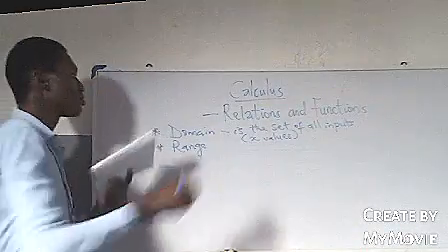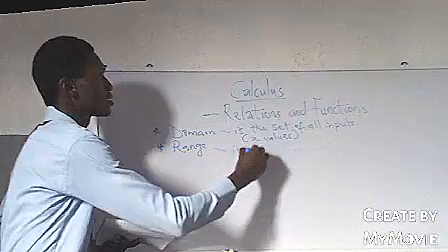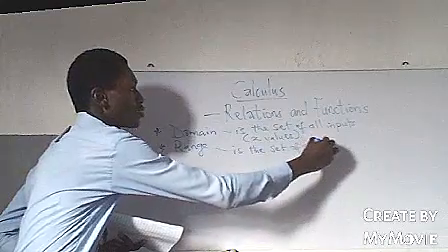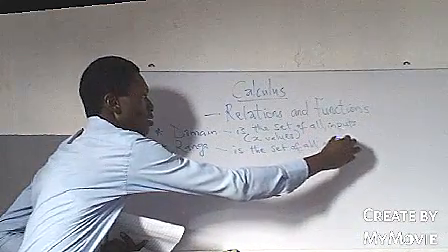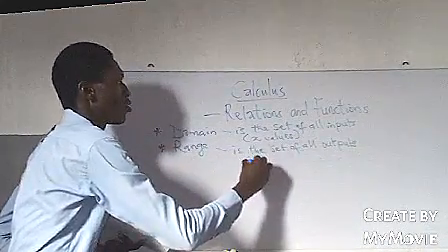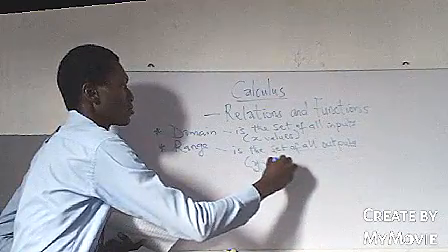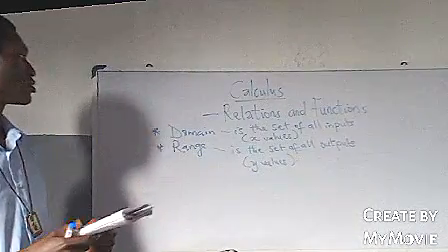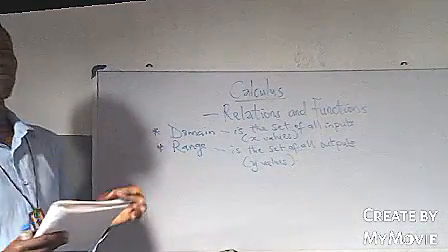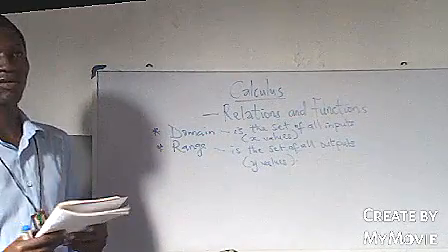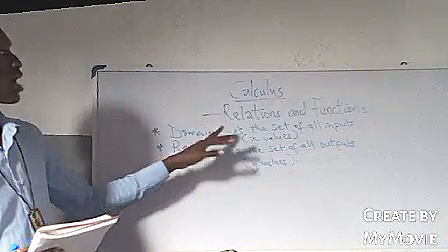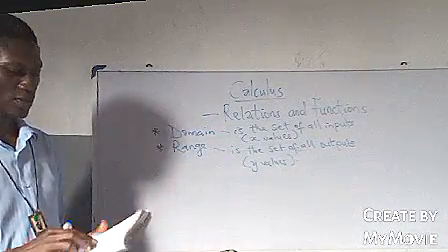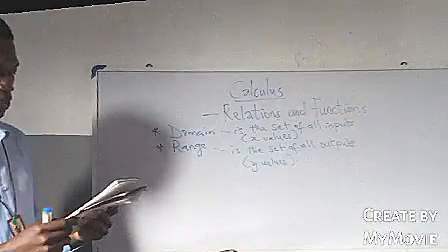Then the range is the set of all outputs, or what you may call the y values. That is the range. So in every ordered set or ordered system, you have the x value and you have also the y value. Now let's look at this little example.